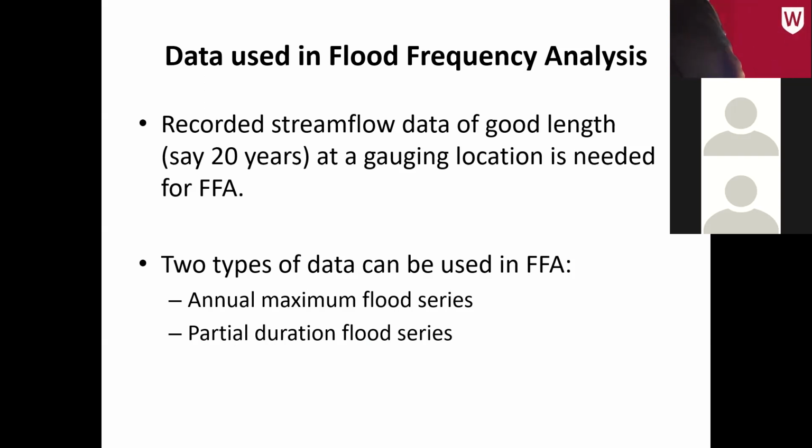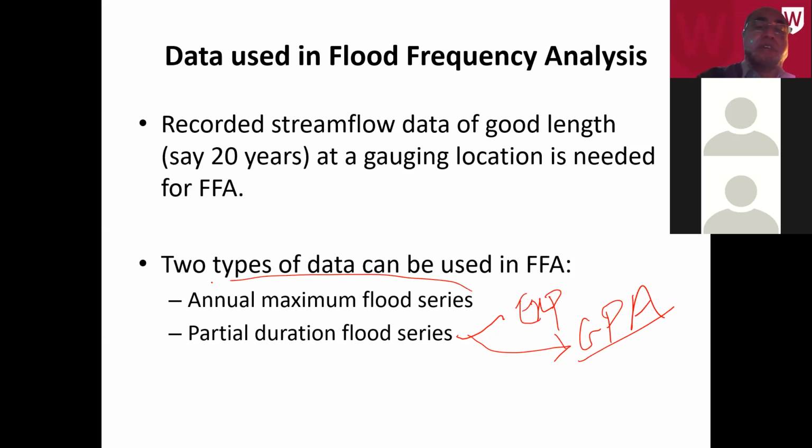Can anybody recall that? So for partial duration series, generally two distributions are used. One is the exponential distribution. Another is the GPA, generalized Pareto distribution.